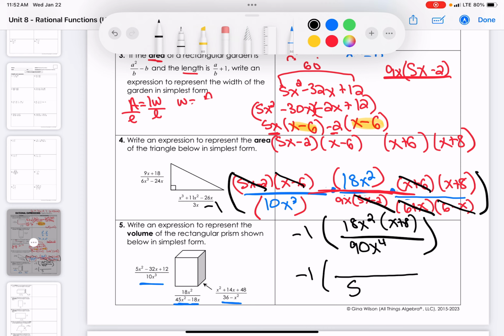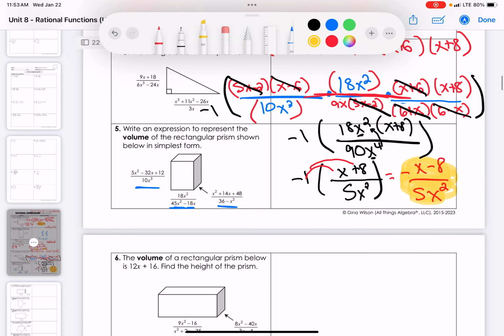So I will have a 5 in the denominator. Then I have the x's. I got x squared over x to the 4th. So 4 minus 2 is going to give me x squared in the denominator. And then I'm going to have x plus 8 in the numerator. So I still have that negative sign. What that negative sign is going to do is distribute to everything in the numerator. So negative x minus 8. So my answer is negative x minus 8 over 5x squared. And that would be the answer. That was a lot of work. All right, let's go to the next one.